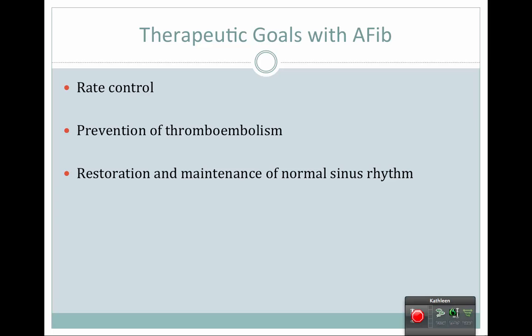Rate is considered controlled when the ventricular response ranges from 60 to 80 beats per minute at rest and 90 to 115 beats per minute with moderate exercise. Clot control, anticoagulation therapy: the balance is key here, stroke prevention and avoidance of hemorrhagic complications. Restoration and maintenance of normal sinus rhythm, and cardioversion, either pharmacologic or electrical, as therapeutic goals.